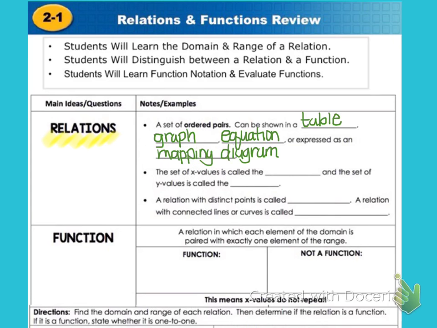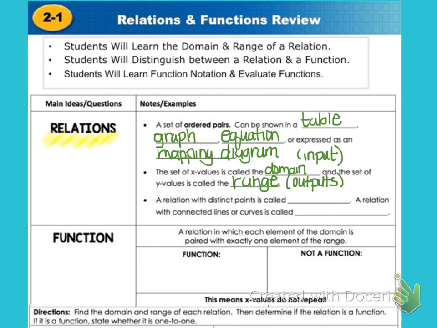Now when we think about these ordered pairs, the set of x values is called the domain, and is also referred to as the input, and the set of y values is called the range or the outputs. So something from the domain is input into whatever this relation is, and the output or the range is what comes out of it. Now we distinguish between two different kinds of relations.